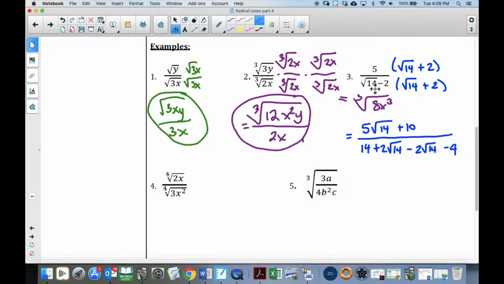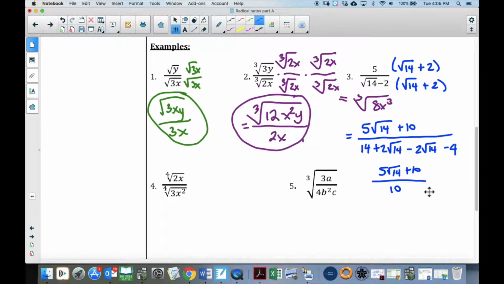Okay, let me show you that again. Radical 14 times radical 14 is 14. 2 radical 14 minus 2 radical 14. And then minus 4 on the end. And so 2 radical 14 minus 2 radical 14, they are gone. That's the beauty of a conjugate. They're gone. And so all we have is 14 minus 4. So let me rewrite what I have. I have 5 radical 14 in the numerator, and I have 10 in the denominator because 14 minus 4 is 10. These two dropped off.